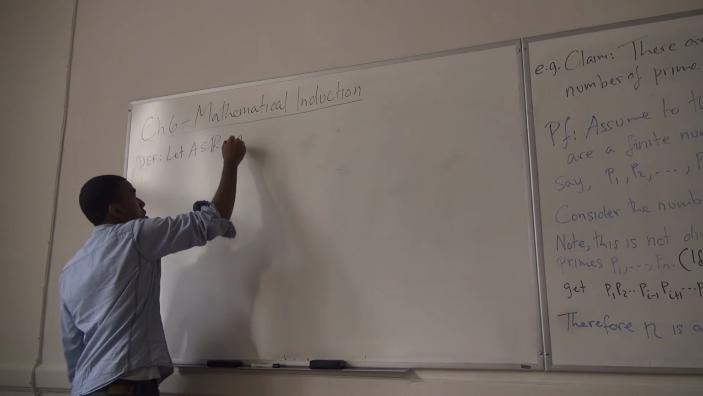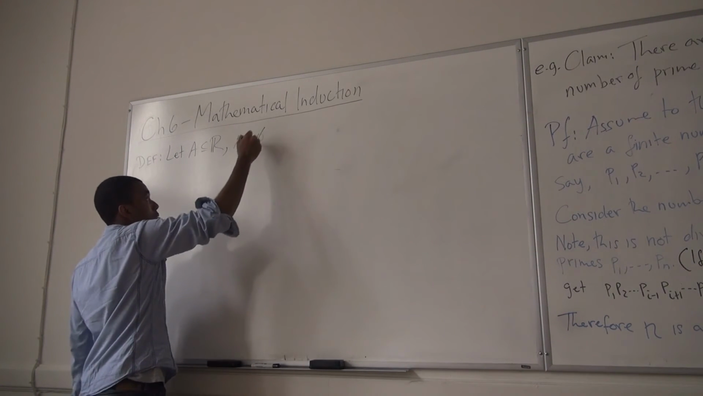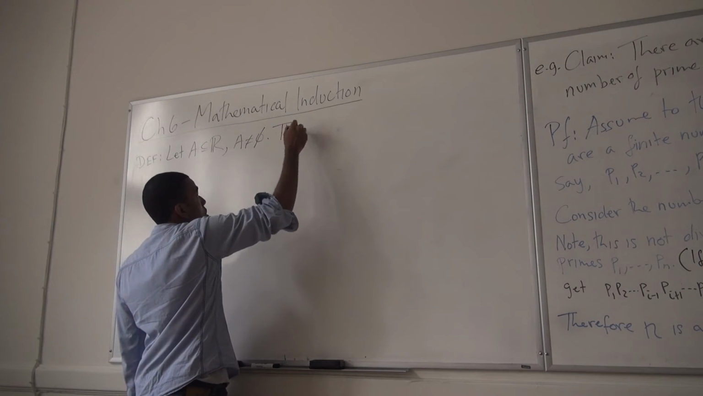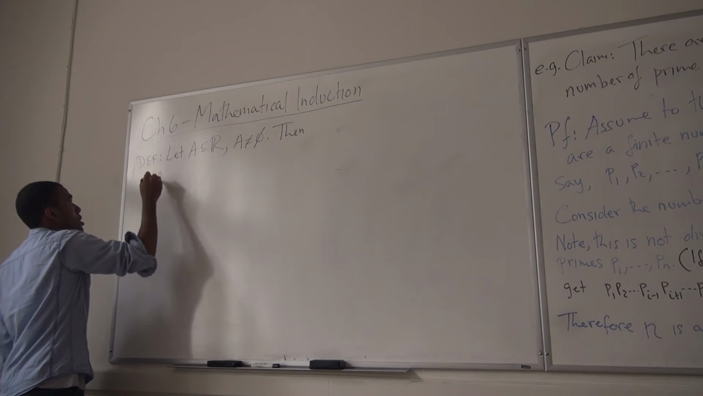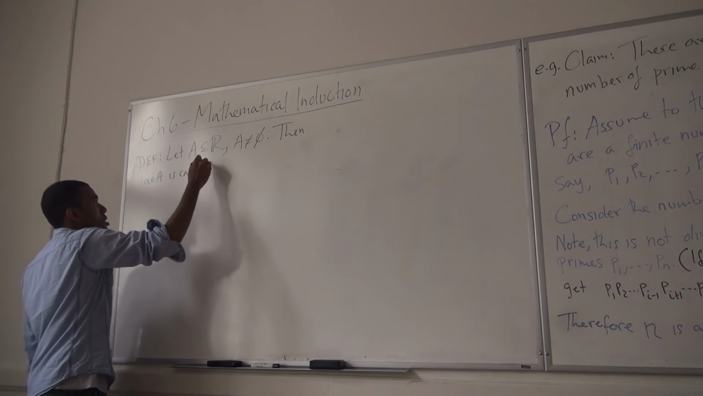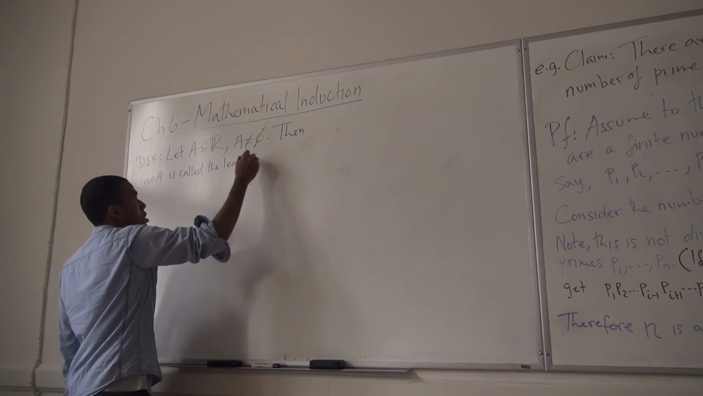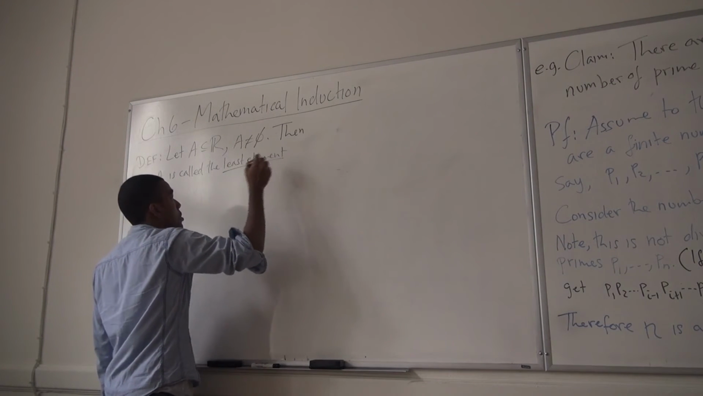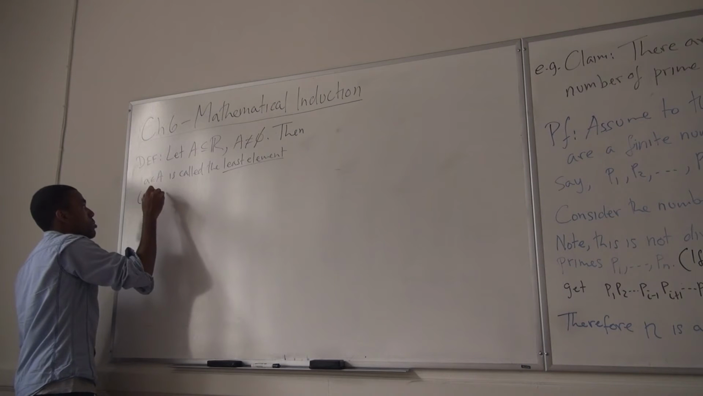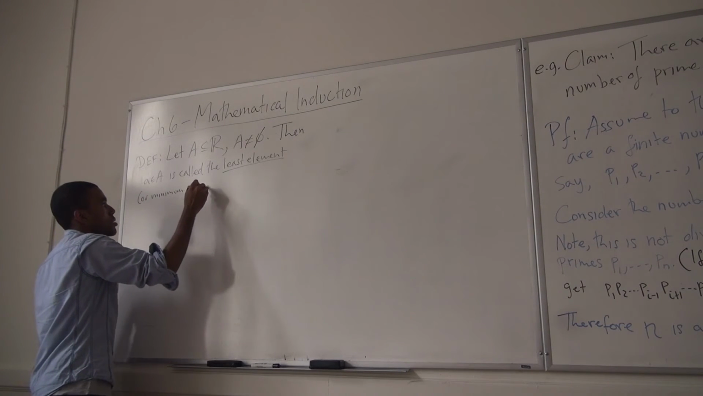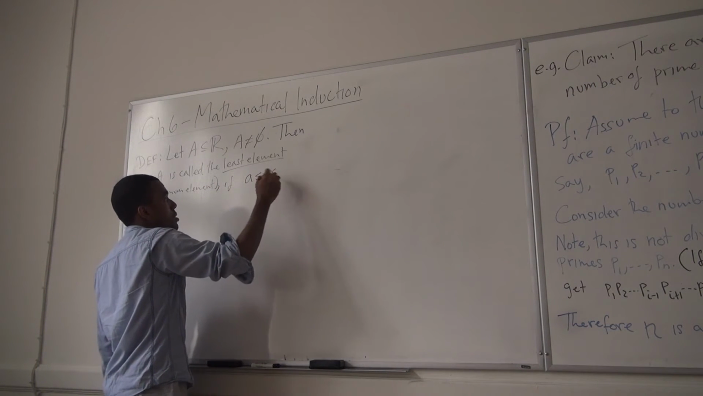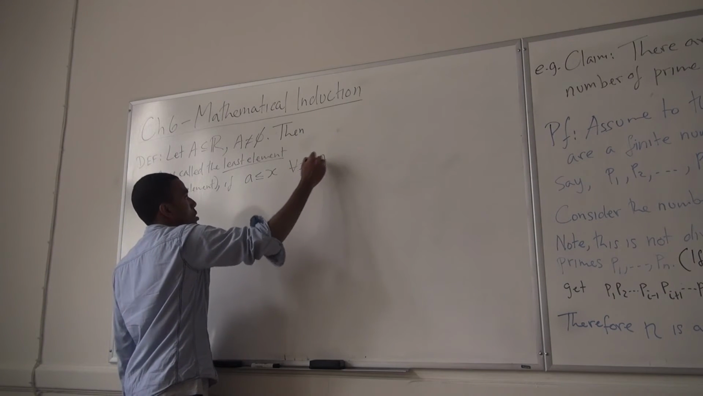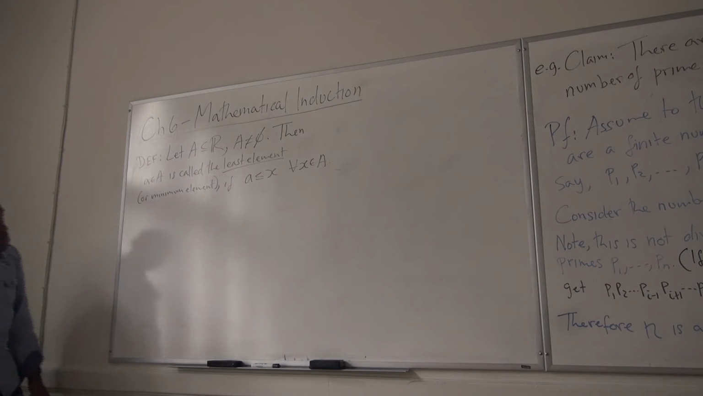Let A be a subset of R, non-empty. Then a is called the least element or minimum element, or something similar, if a is less than or equal to x for all x in A. So if you have a number that's less than or equal to everything in your set, you call that number the least element.